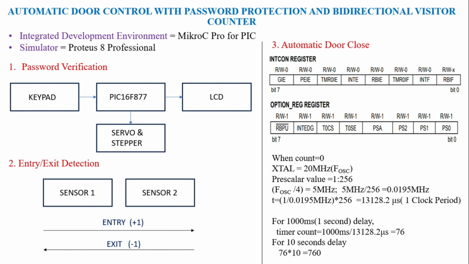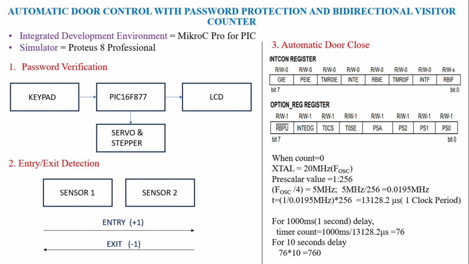Now we are going to see the working flow of our project. The first part is password verification. A keypad is used for entering the password. The input from the keypad is sent to the PIC16F877 microcontroller for processing. If the password is correct, the system unlocks the door by controlling the servo motor and stepper motor. This ensures that only authorized users can access the system, providing a layer of security.